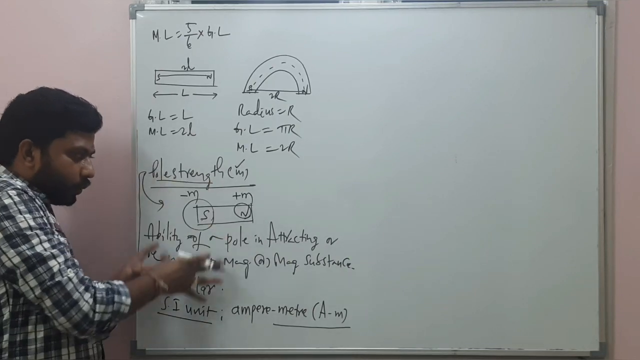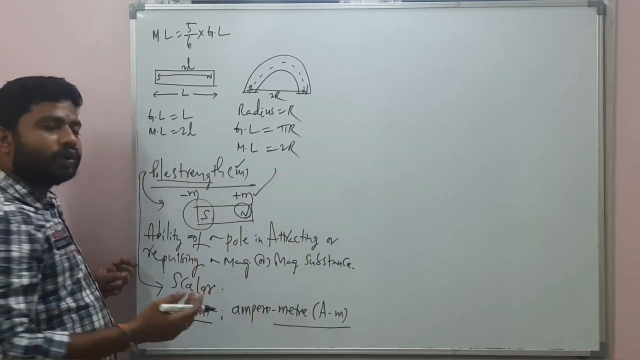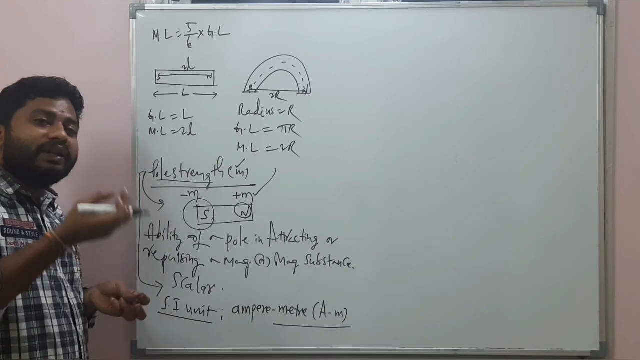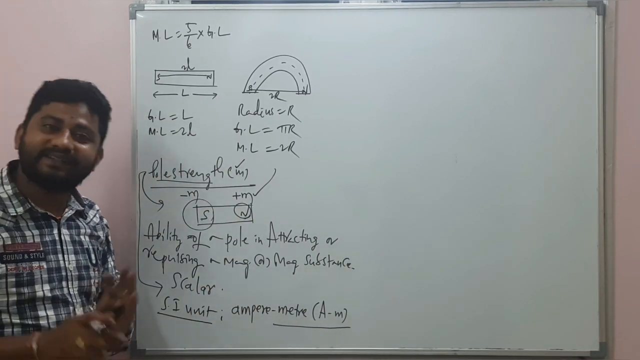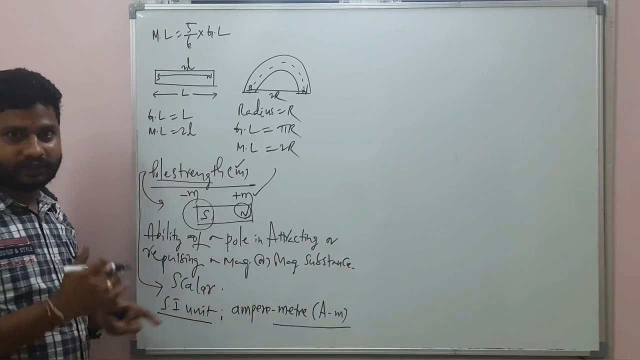This is about pole strength. If this small m value is more, you can say that particular pole will have more ability in attracting or repulsing a magnet or a magnetic substance. Is it clear? That's simple things about the pole strength.